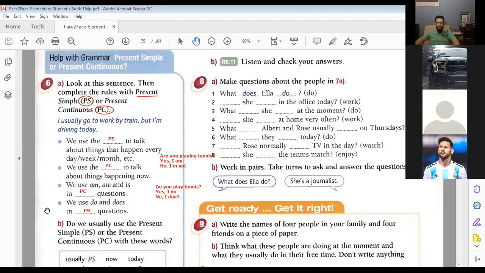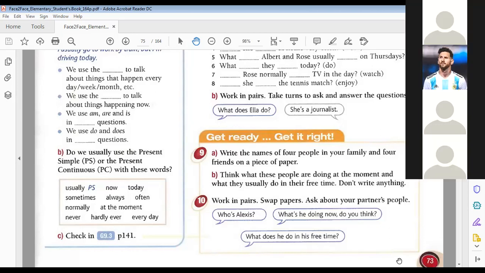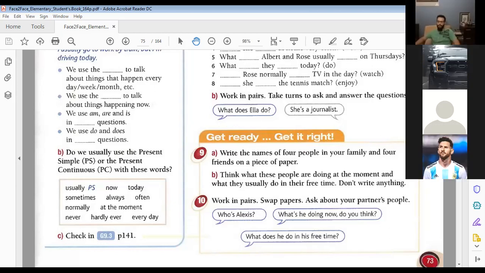Okay. Now in part B it says number 6B. Let's check part B. This is important. Okay. Do we usually use the present simple or the present continuous with these verbs? With these words. Okay. Remember, when we talked before about past simple, we agreed there is a group of words we usually use with past simple, right? Can you give an example of some words we use with the past?